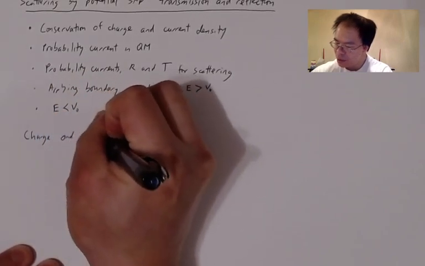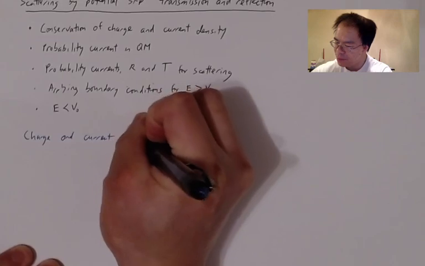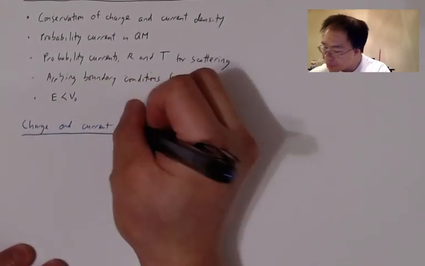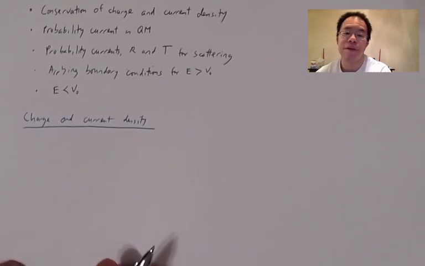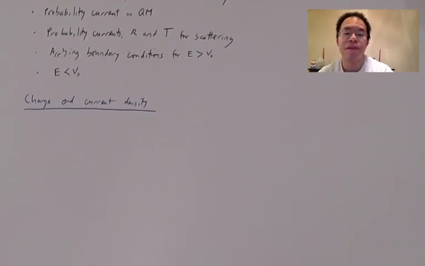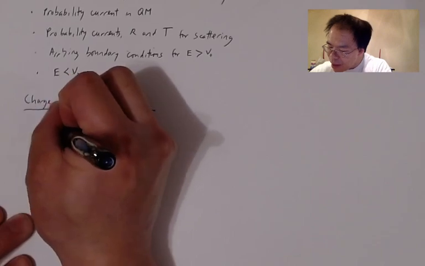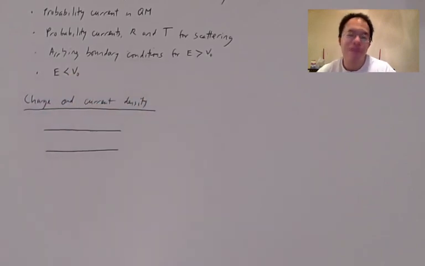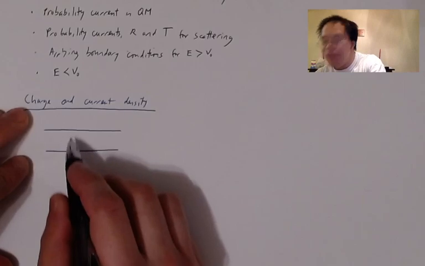So charge and current density. The physical situation I want you to think about is the following. Let's imagine I have some sort of one-dimensional thick wire. So let's say I had like a tube of some metal or something. We'll assume that this is a 1D situation, so everything is uniform within the wire.